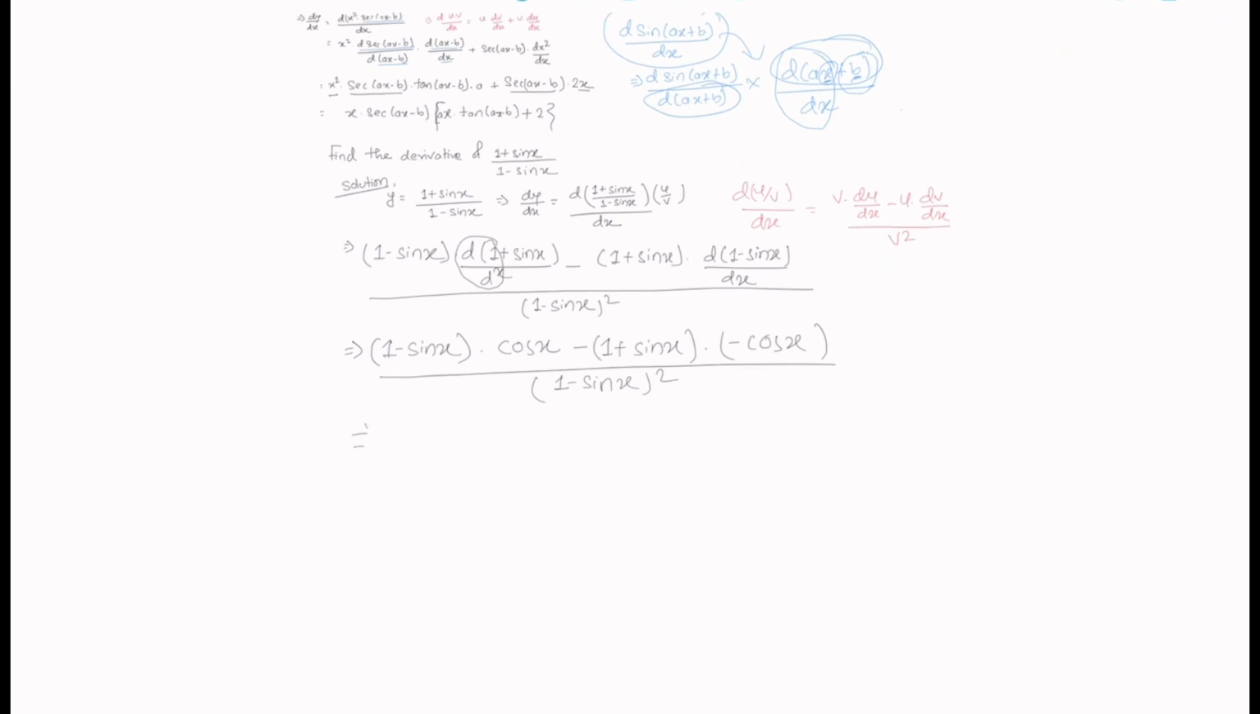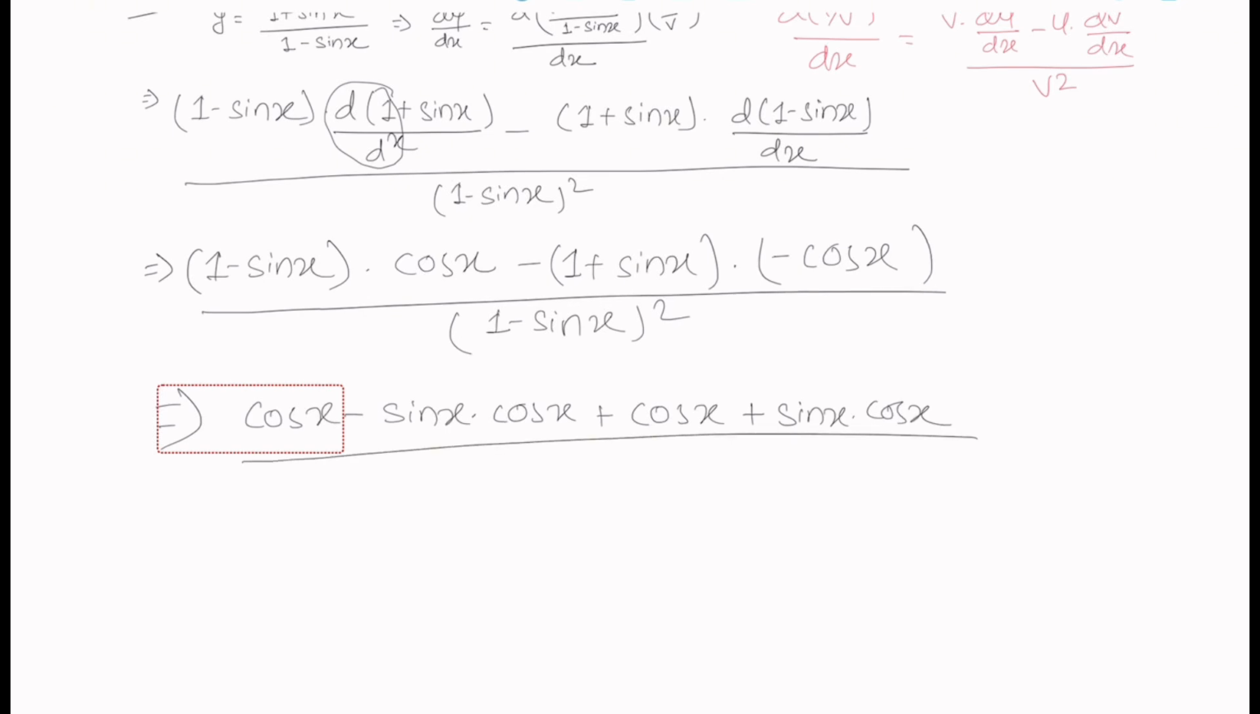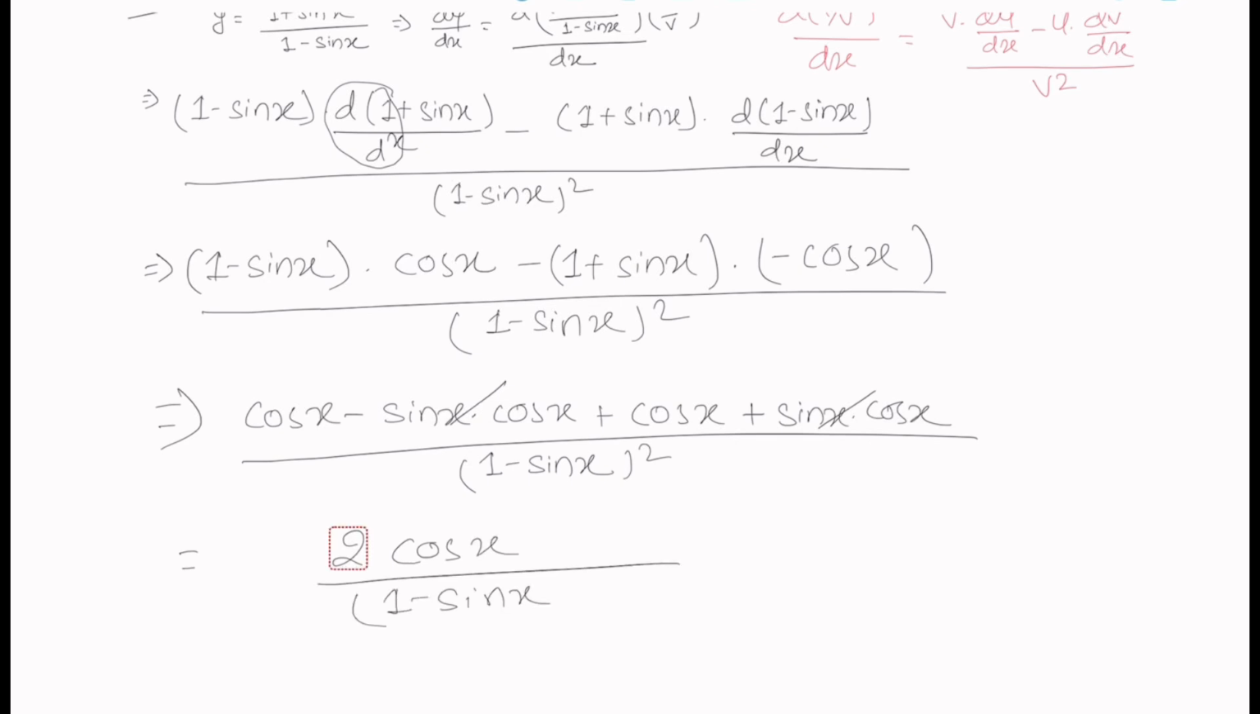Now we will do the multiplication here. So we have cos x times 1 is cos x, minus sin x times cos x, plus cos x plus sin x times cos x upon (1 minus sin x) whole square. So this and this get cancelled out, so we have 2 cos x upon (1 minus sin x) whole square. And this is our final answer.